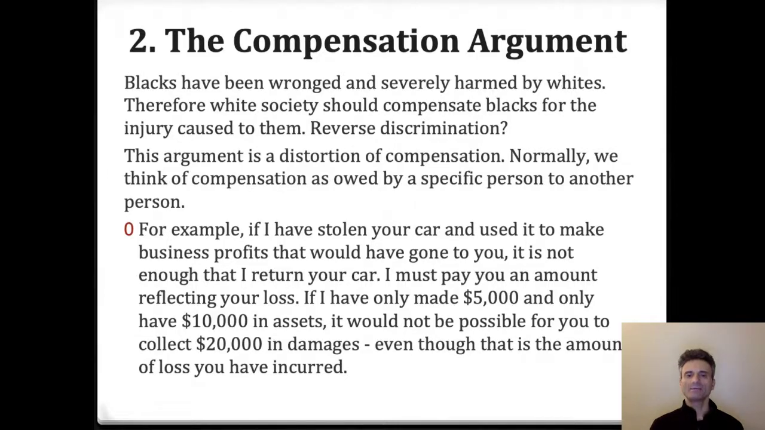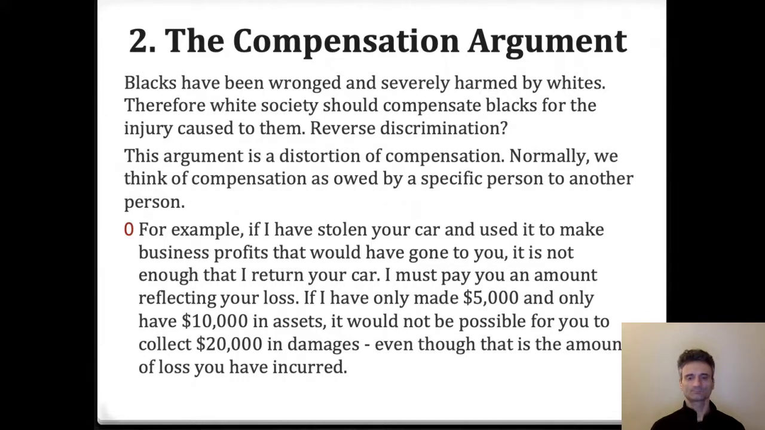How are we going to pay? By suffering reverse discrimination. Is that right? That doesn't sound right, does it? Well, for one thing, it is a distortion of compensation. Compensation doesn't work that way. When we talk about compensation, normally we think of, you broke my vase, now you pay it back, you give me the money back.